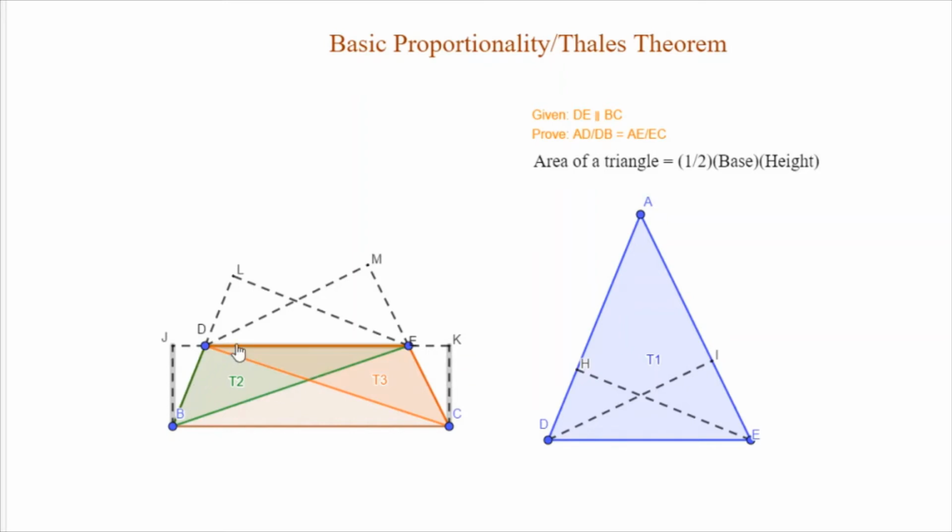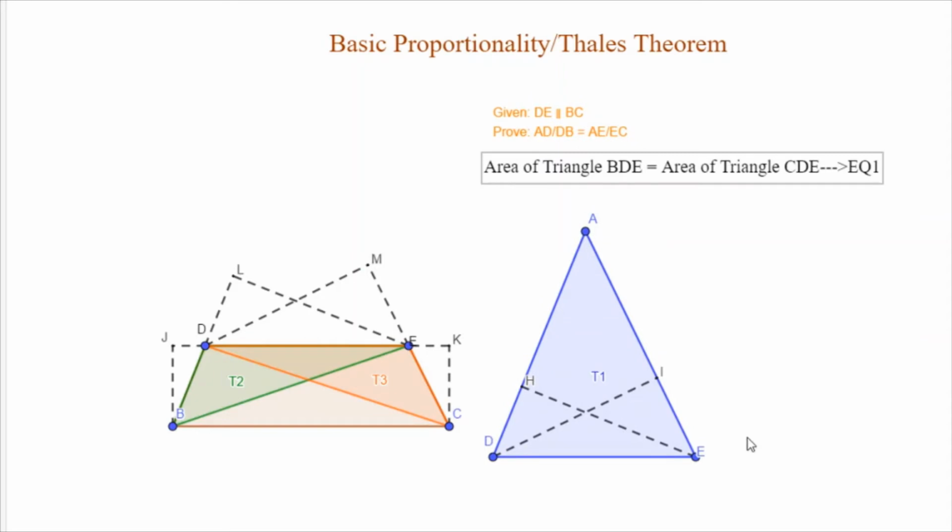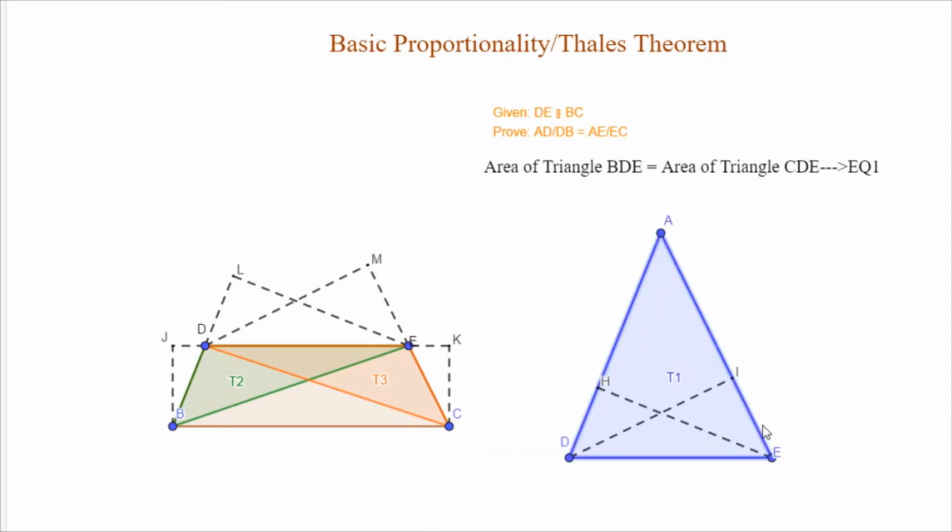In addition to that, they have the same base, which is DE. That means their base and height are the same. So while calculating the area, because both height and base are the same, their areas must also be the same. It means that the area of BDE should be equal to the area of CDE. So the area of triangle BDE is equal to the area of triangle CDE. Let us take it as equation 1.